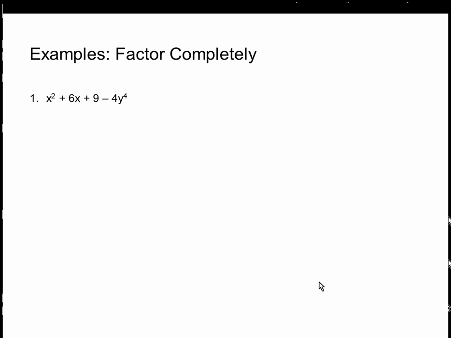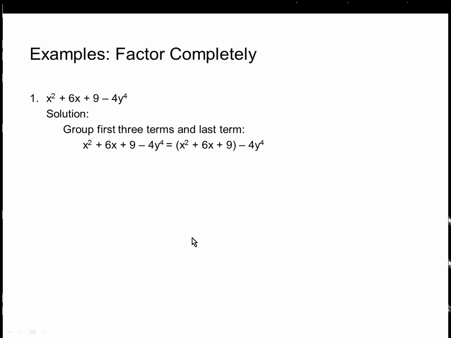So, some examples. Let's factor completely. So I've got this rather weird looking polynomial, x squared plus 6x plus 9 minus 4y to the 4th. It's kind of like, why all of a sudden is there a y term sitting here? So we're going to group the first 3 and the last 1. Notice grouping first 3 and last 1 just means put parentheses around the first 3.